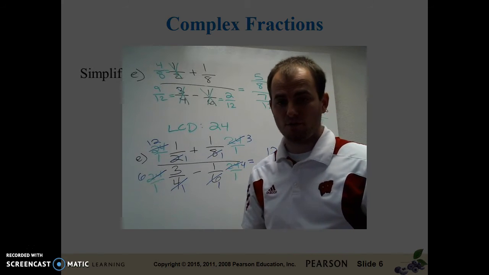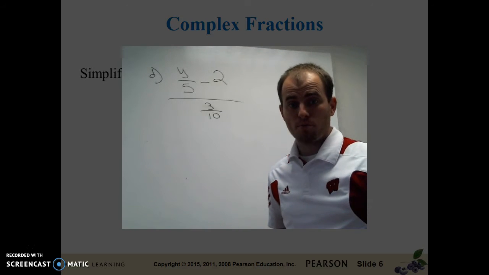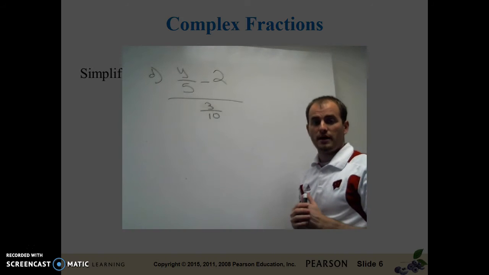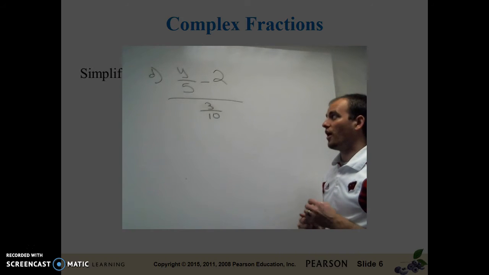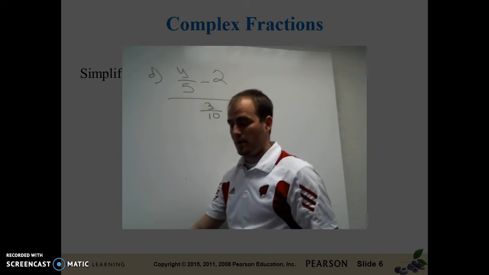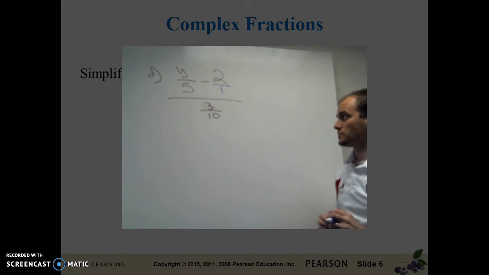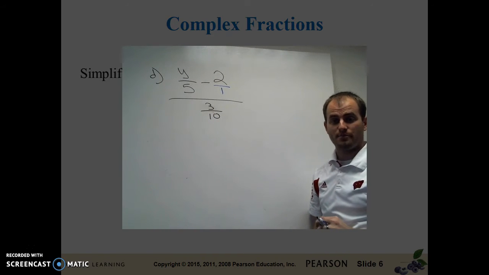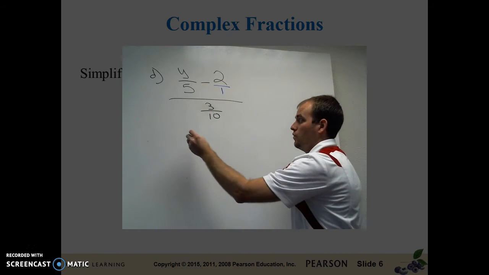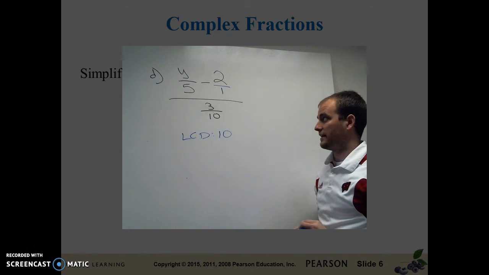I'm going to do D also, but first I have to erase the board, and then I'll let you try G. Okay, so let's go back to letter D, because we skipped it. This one says y over 5 minus 2, all over 3 over 10. So a complex fraction. If you remember, we can write the 2 as 2 over 1. So let's use this shortcut method again. The least common denominator between 1, 5, and 10 would be 10, because they all go into 10.